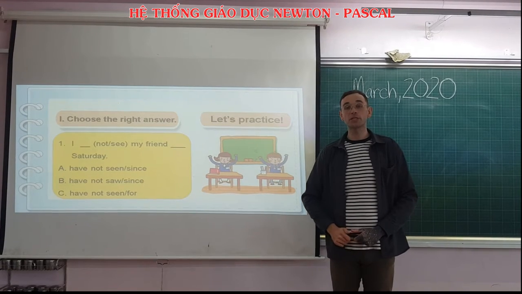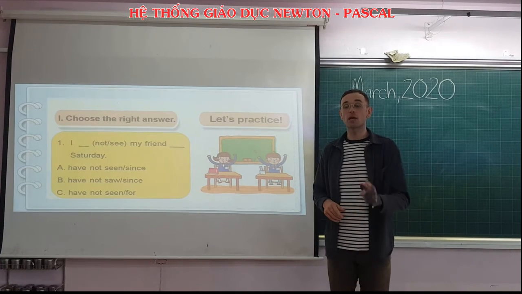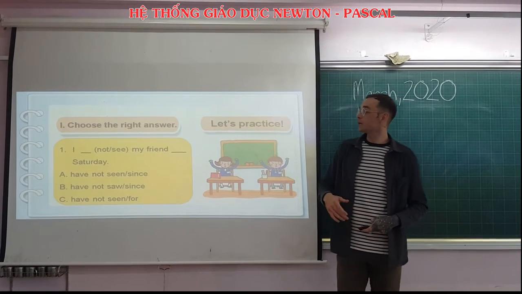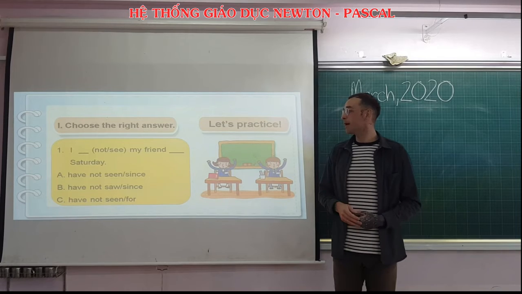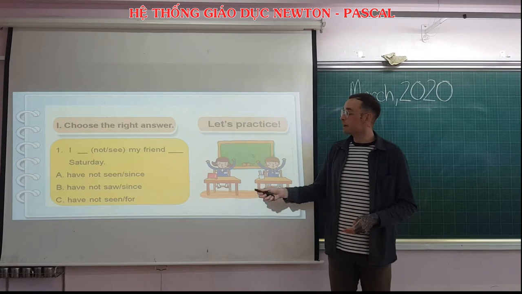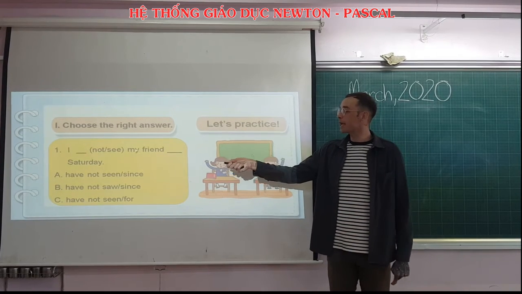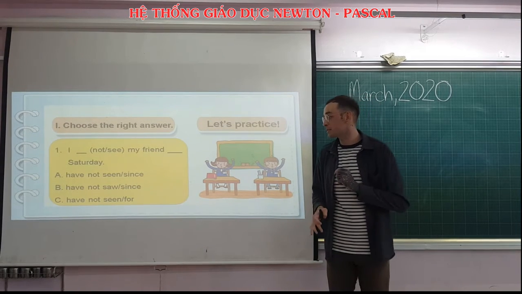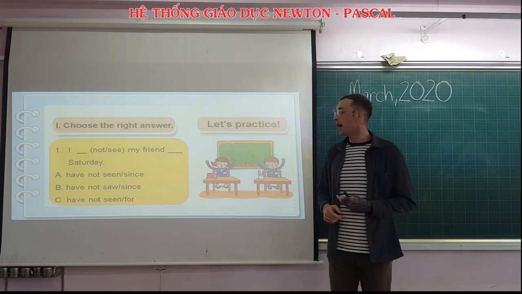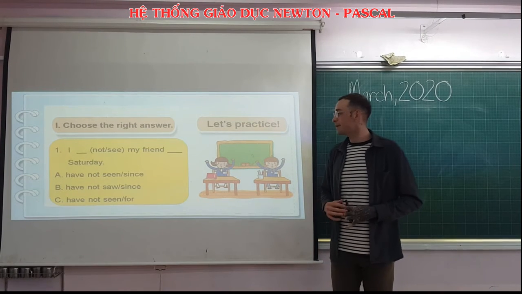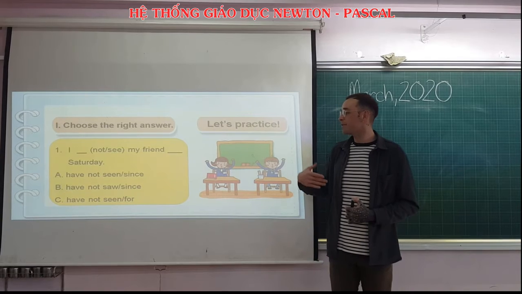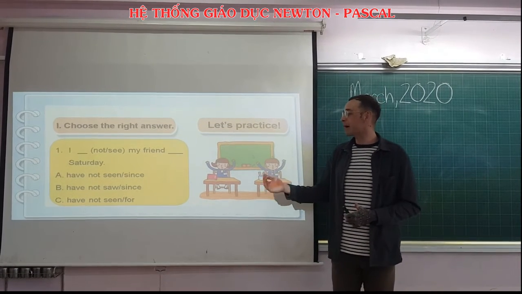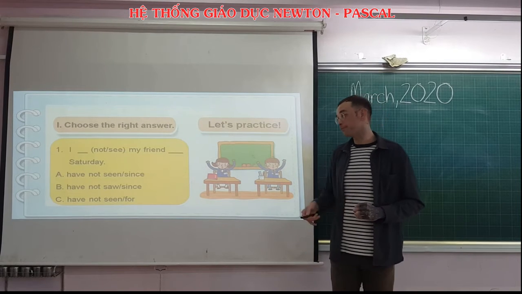Push pause if you need to, and when you're ready to see the answer, go ahead and hit that play button. All right, welcome back. So our sentence, I blank my friend on Saturday. You might have noticed we need to use the negative form of the verb to see in order to complete this sentence. So what do we need to say? I have not seen my friend since Saturday. I have not saw my friend since Saturday. Or I have not seen my friend for Saturday.